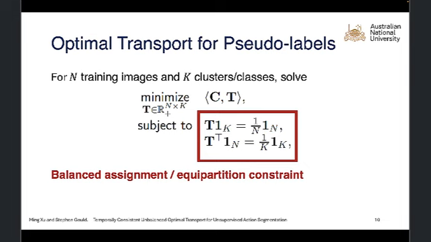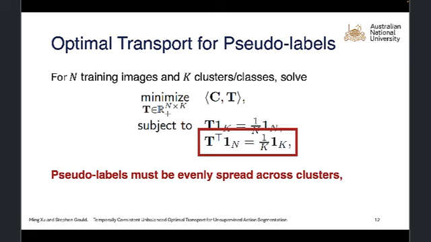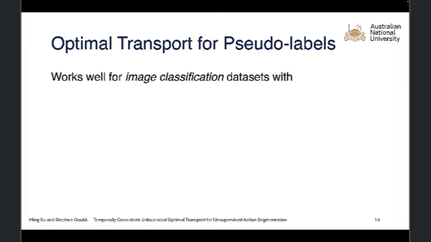These are called the balanced assignment or equipartition constraints. And the interpretation is straightforward. So the first constraint says that each image must have a label, must be assigned to a class. And also, the second constraint is saying that the pseudo-labels actually must be evenly spread across the clusters. So each cluster would have n over k samples assigned to it. And the constraints are very important. It actually prevents collapse of the unsupervised learning algorithm. At least the second constraint does.